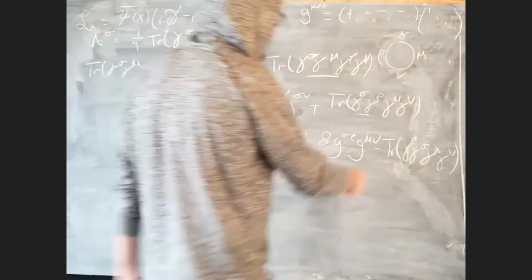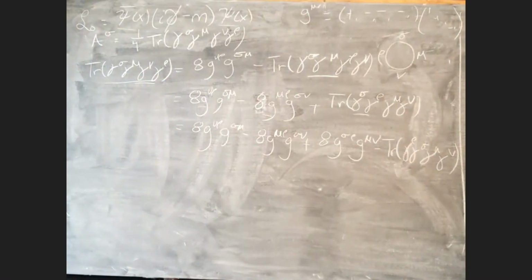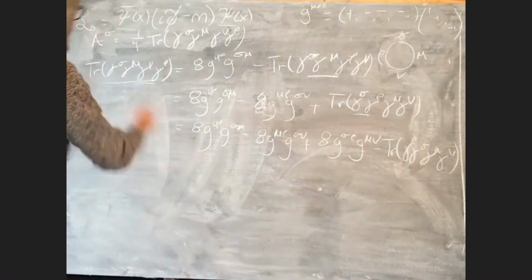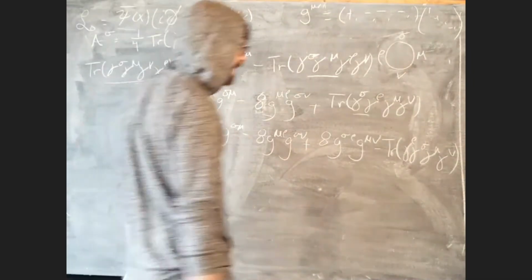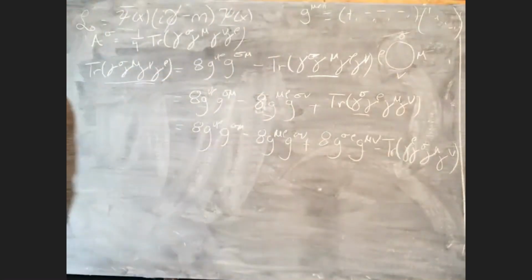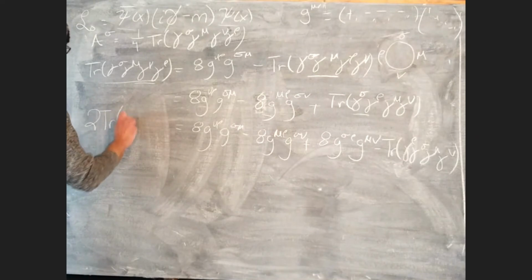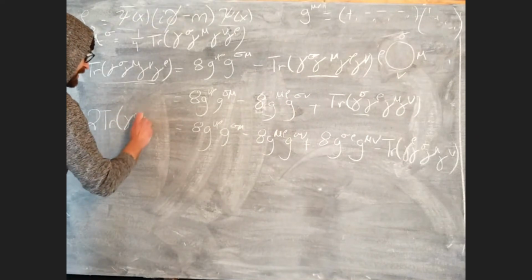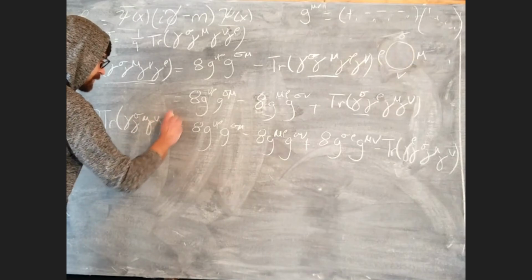I'm going to just take this row, put it in the back now, and then I get the same thing that I started with. Okay? I get the same set of gamma matrices. So, what does that mean? Well, that means I can add this to both sides, and I can get a 2 times the trace of gamma sigma, gamma mu, gamma nu, gamma rho.